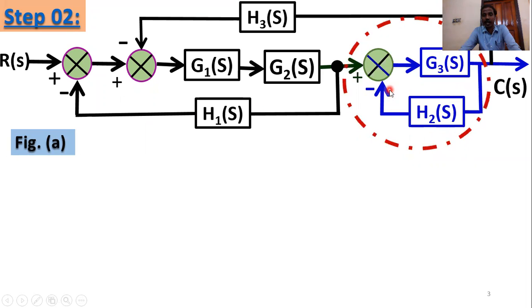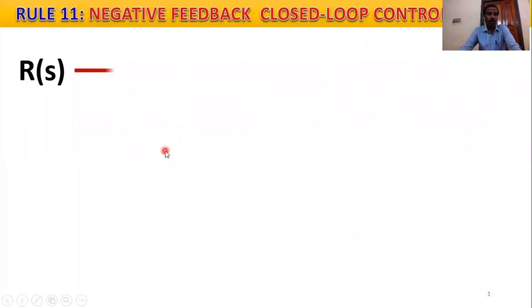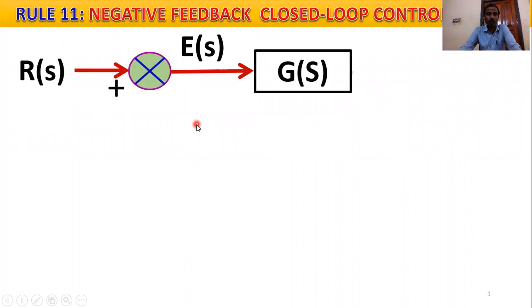So calculate the transfer function. We know the transfer function definition: G of S divided by 1 plus G of S into H of S. For negative feedback, this is positive. If positive feedback, this is negative. So calculate the transfer function. If R of S is the input, this is the negative feedback closed loop control system.